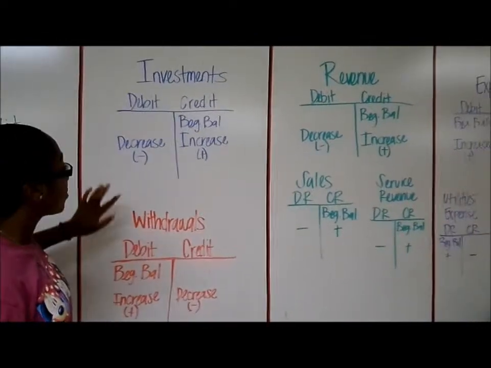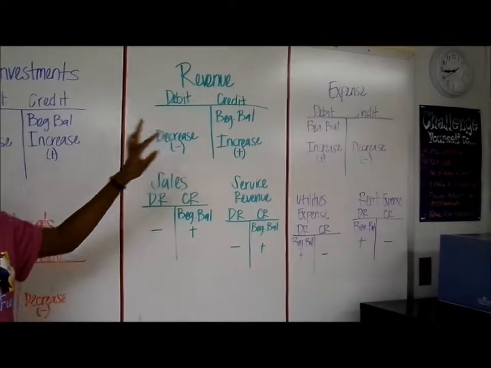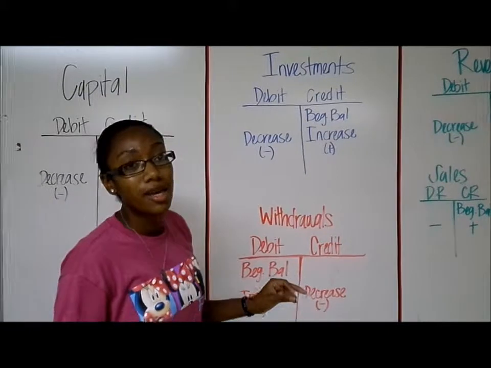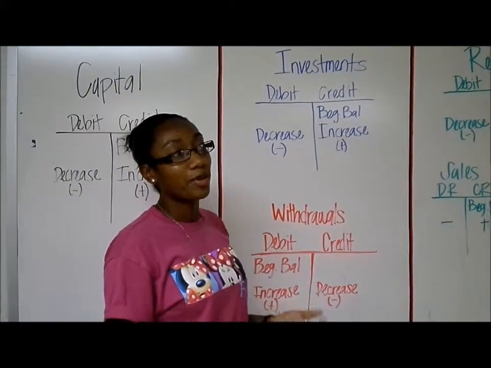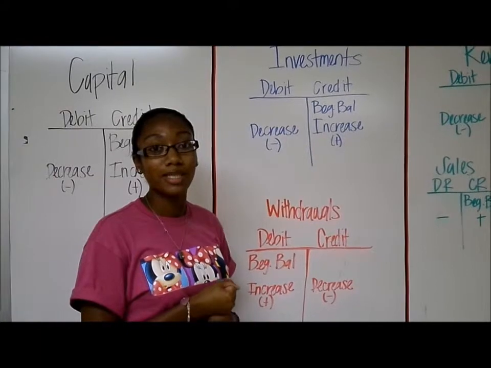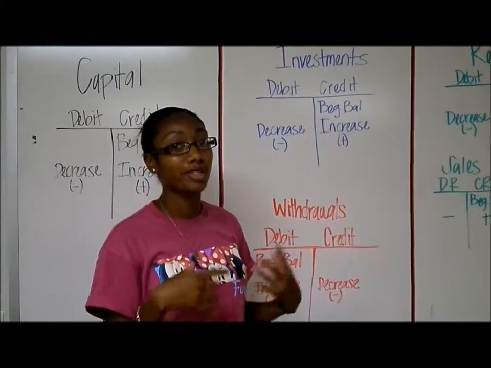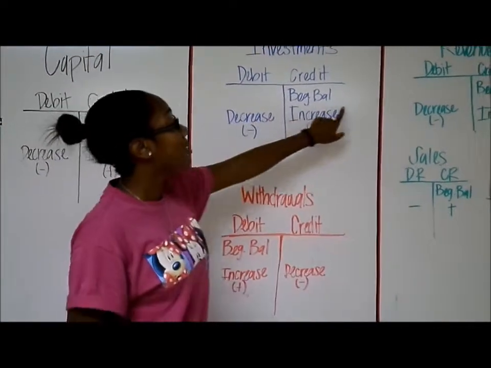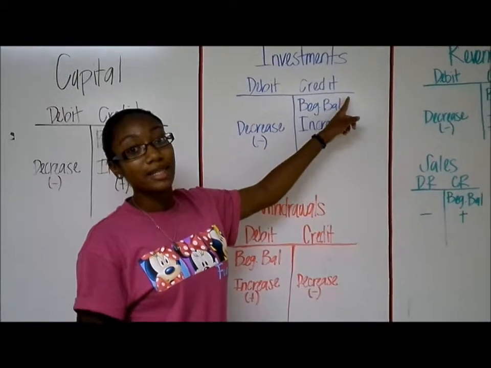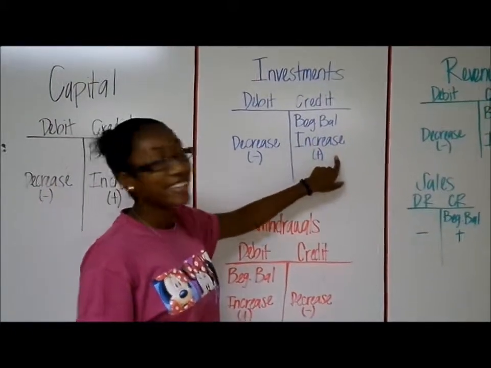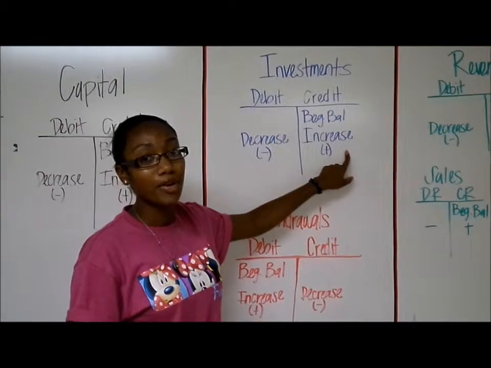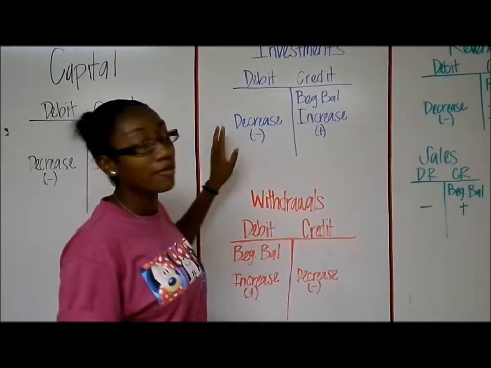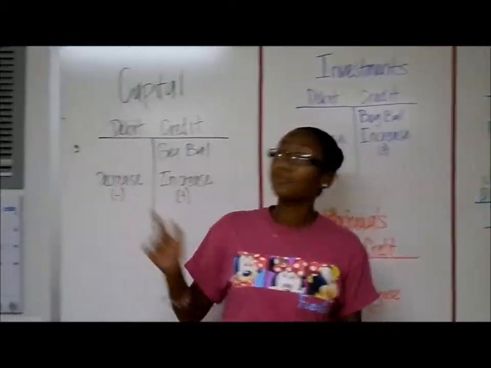They are investments, withdrawals, revenue, and expenses. So the first one is investments, which are any assets that a proprietor gives to the business, but it's not used for the operation of the business. It's mostly used for when the proprietor first starts the business. So investment, the beginning balance of investment is going to be a credit. So any increase to investment will also be a credit, and any decrease to investment will be a debit. So this means that any investment is going to increase capital.